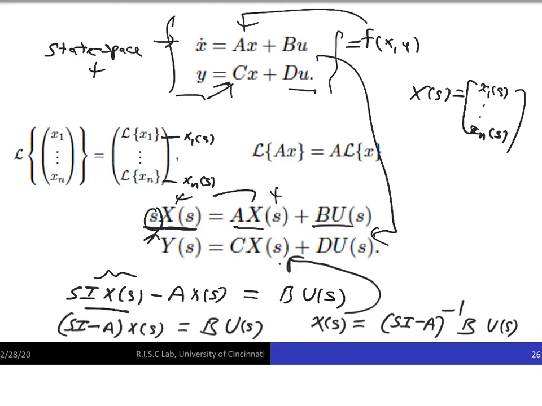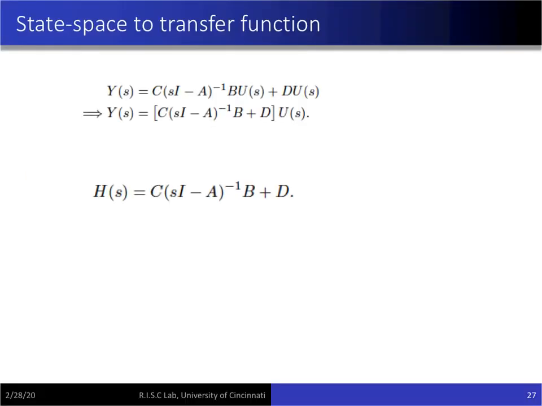When you do that, if we go to the next page, you can substitute there. When you substitute, this is your new equation. Now it's just a function of u(s) and y(s). So then you can find the ratio, and the transfer function comes out to be this. It is a function of all of the A, B, C, D parameters.